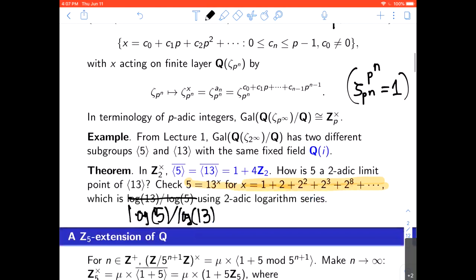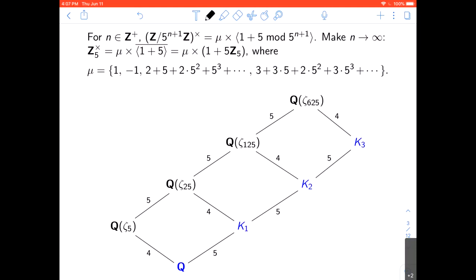I want to go over something I brought up at the end of last time with a little bit more nicely detailed diagram. So I want to describe how we can construct an extension of the rational numbers whose Galois group looks like the p-adic integers, the additive group of p-adic integers. So we know that we can compute an extension whose Galois group is isomorphic to the p-adic units. That's just adjoining all the 5 power roots of unity.